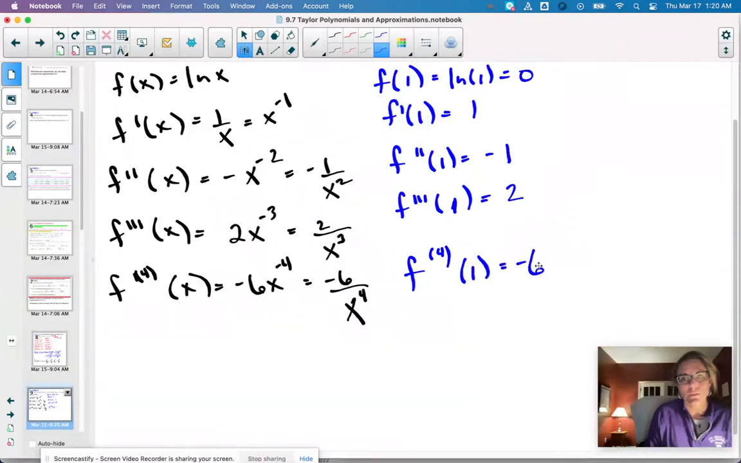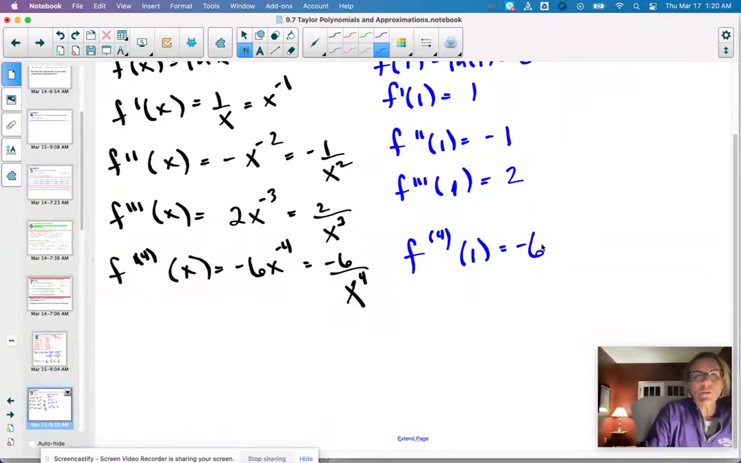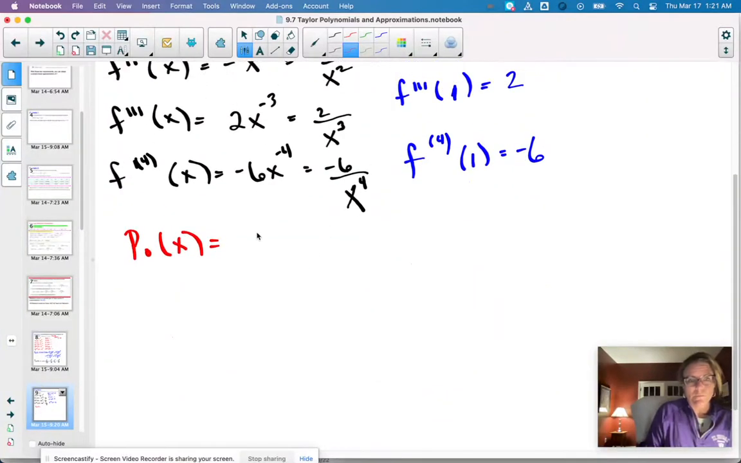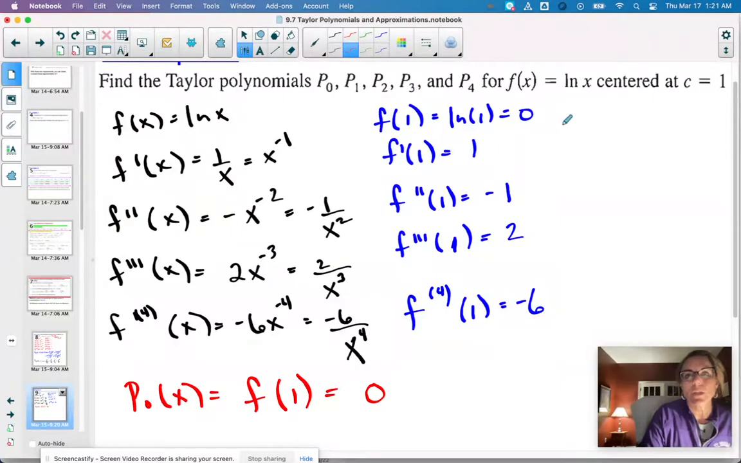It's going to be negative 6, 1, negative 1, 2. There we go. All right, let's first create a polynomial of degree 0. The polynomial of degree 0 is only going to use the value of the function at 1, which is equal to 0. It's found right there.